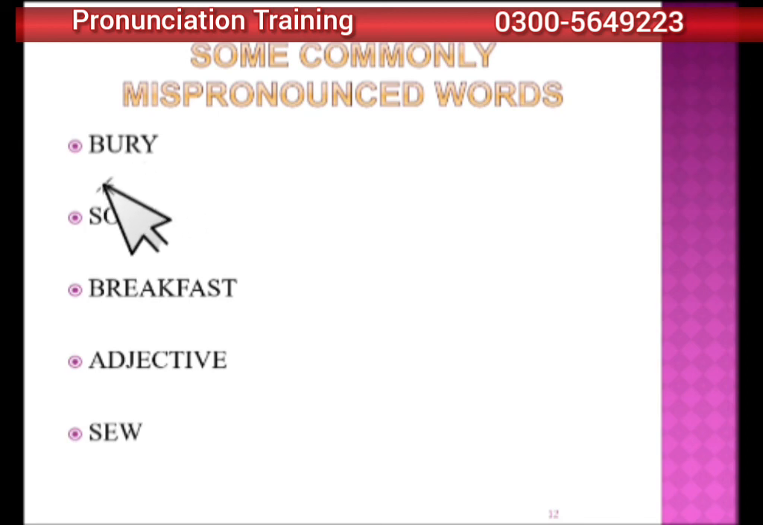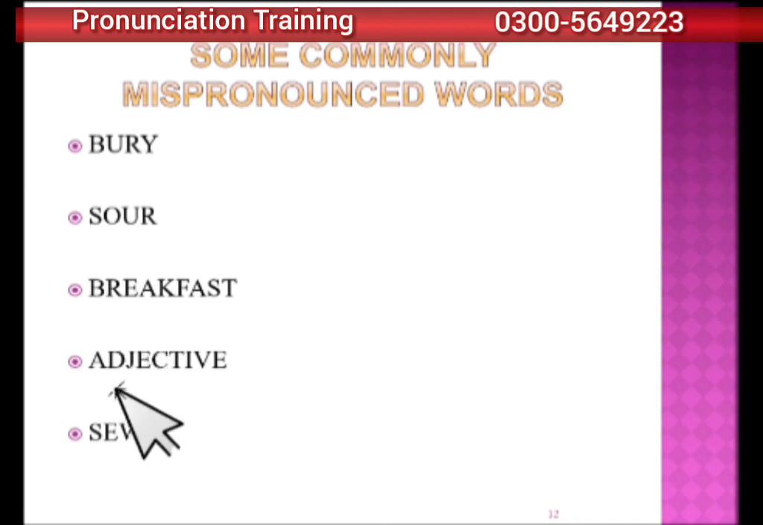The first word, try to pronounce yourself first. Normally this word is pronounced as berry. Berry. Kajazam was buried in Karachi. So, berry nahi hai, it's berry. The next word is it's sour. Normally it is mispronounced as sour. Then normally mispronounced as breakfast, it's breakfast.